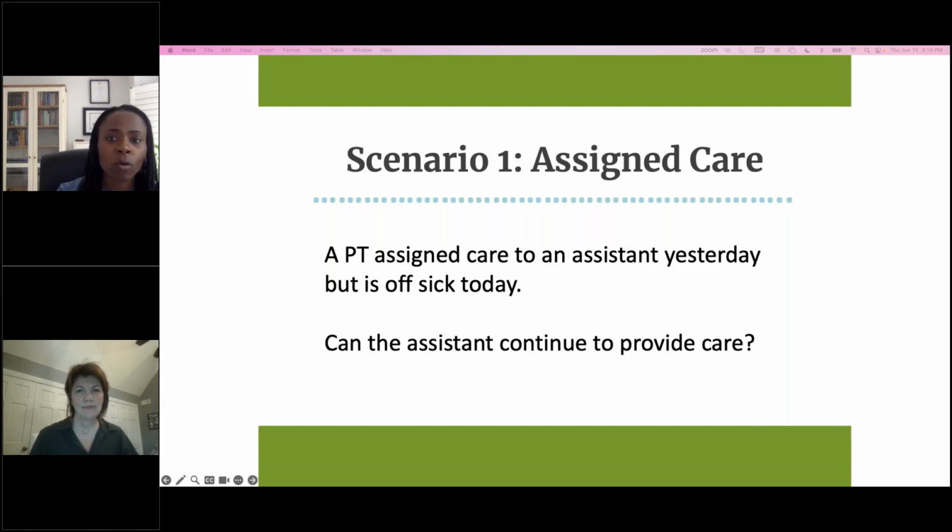Now, if the patient has a question about their care, or perhaps they're struggling or have a new symptom, then the PTA should definitely be contacting that alternate supervisor. And at this point, that alternate supervisor now assumes responsibility for the physiotherapy care the patient's receiving until the primary PT comes back and assumes responsibility.